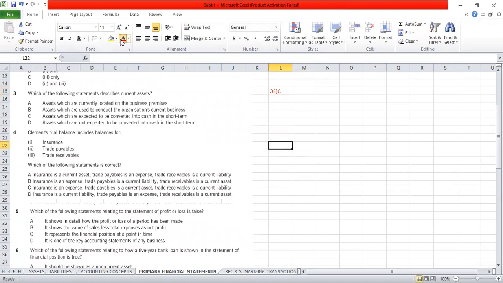Question 4. The trial balance includes balances for insurance, trade payables, and trade receivables. Which of the following statements is correct? Insurance is a current asset, trade payable is an expense, no. This is wrong because trade payable is a liability, not an expense. Insurance is an expense, yes. Trade payable is a current liability, yes. Trade receivable is a current asset, yes. The right answer is B.